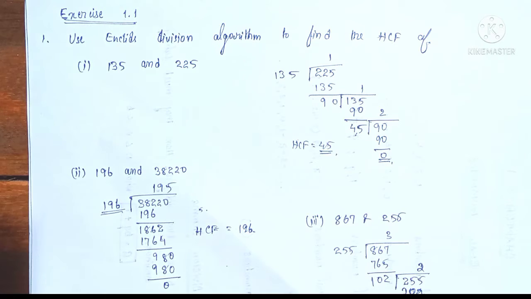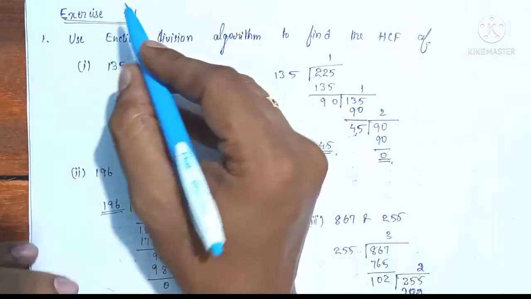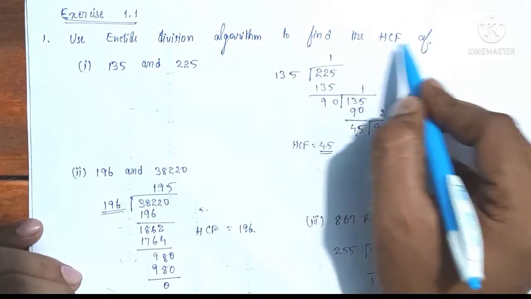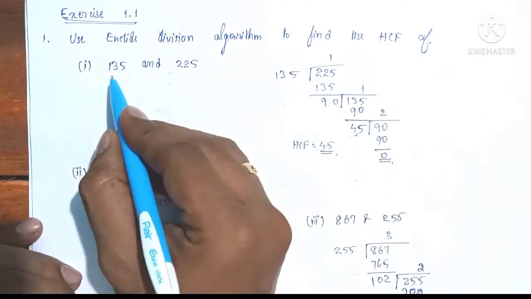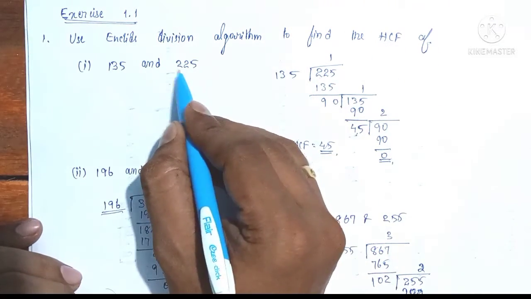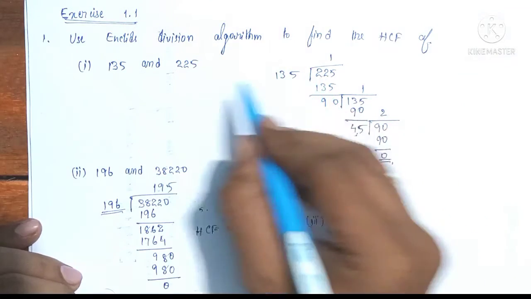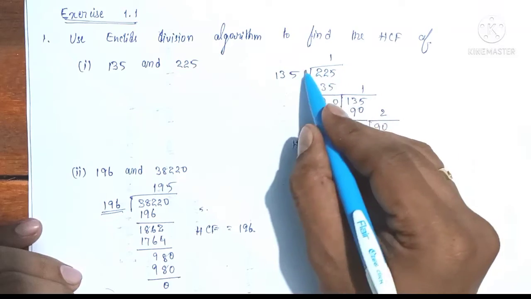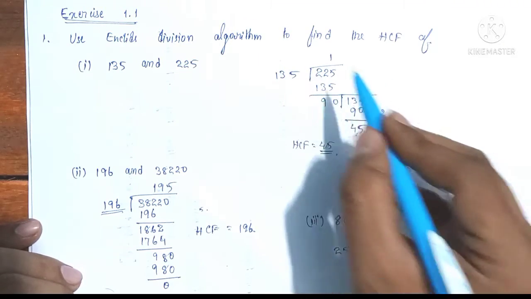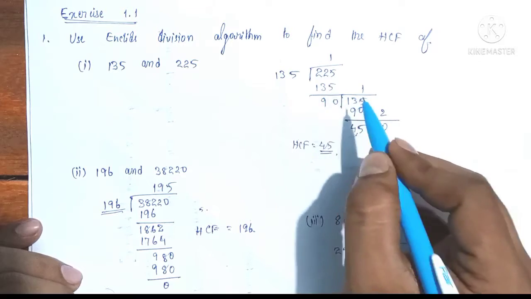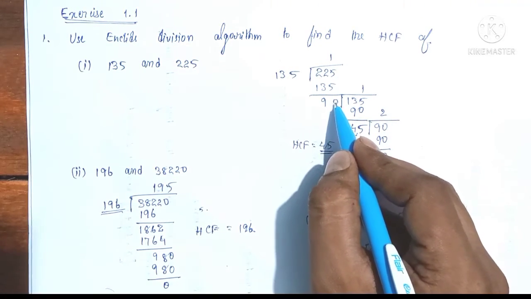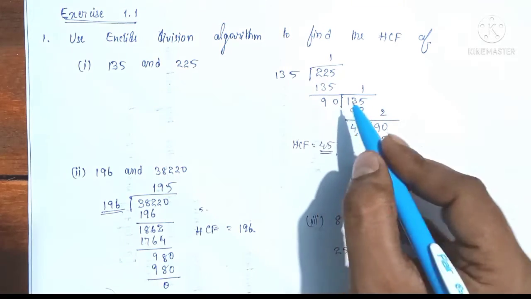So moving on to exercise 1.1, which is based on Euclid's division algorithm. Okay, so exercise 1.1, the first question is use Euclid's division algorithm to find the HCF of the following numbers. The first one is 135 and 225. So which one is the greater number here? 225. So 225 will be the dividend. 225 divided by 135. So 1 into 135 is 135. So the remainder is 90. Okay, so we are not getting remainder as 0, so we have to continue this step.